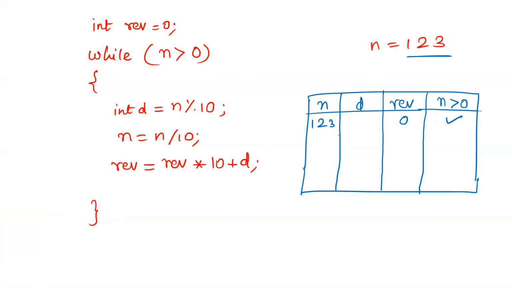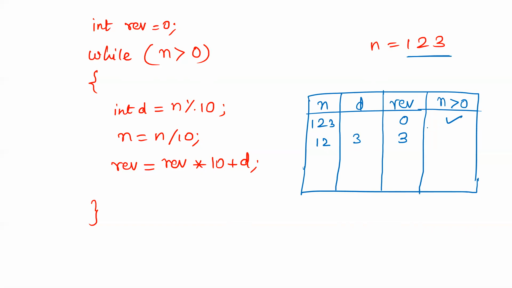Now d is equal to n mod 10. What is the value of d? The last digit of n, so it is 3. Now you can see n is updated to n by 10, so this 123 is now 12. Now reverse is updated with reverse into 10 plus d. Reverse was initially 0, 0 into 10 is nothing but 0, and we have added d. So it is nothing but 3.